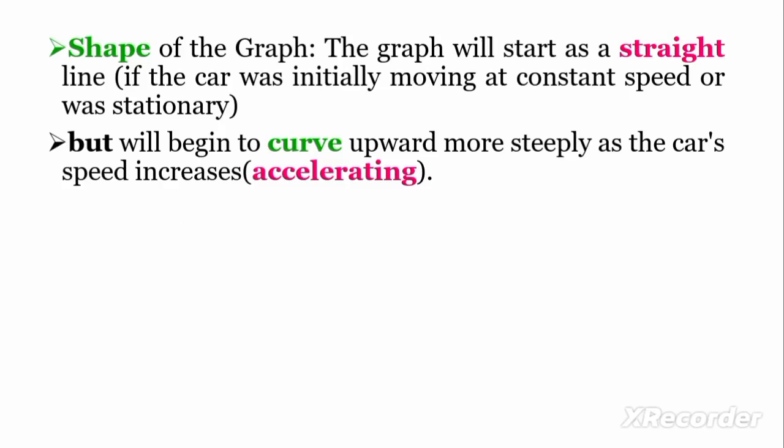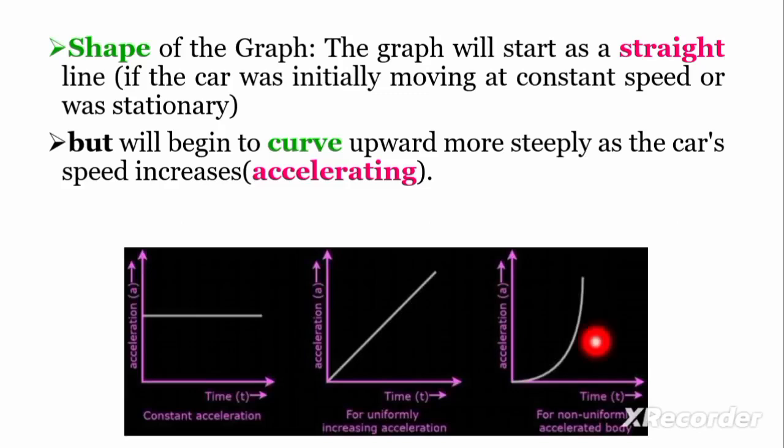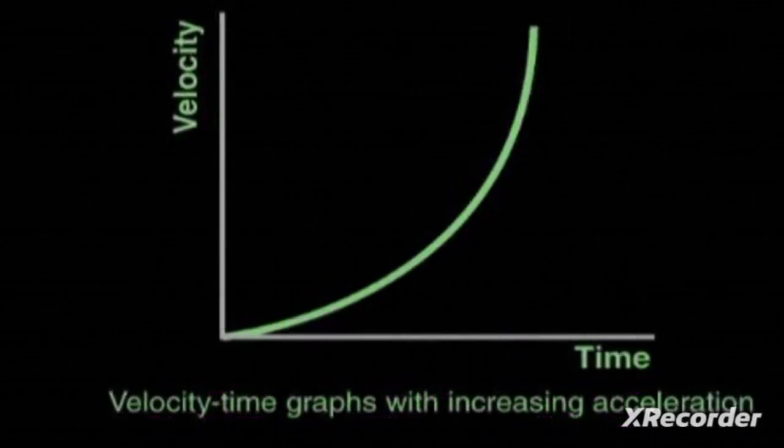So this shows that the car is increasing the speed within the shortest period of time. Okay, so we can see this is the graph we are talking about here. So this graph is curving towards the velocity or the speed.